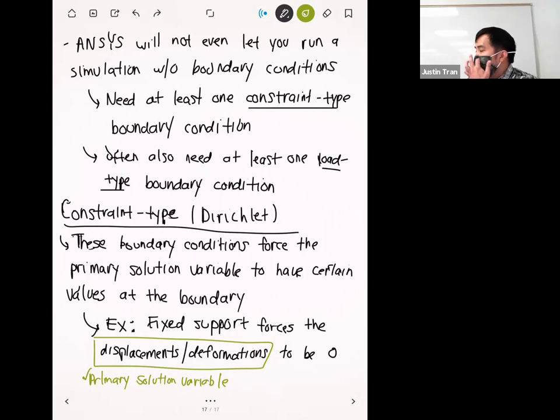And so, for thermal simulations, remember the primary solution variable is the temperature. And then for fluid simulations, the primary solution variable is the velocity. Okay. And so, it's always good to be aware of what your primary solution variable is, so that you know what your constraint type boundary conditions are going to be. Okay. Any questions on this? Okay.